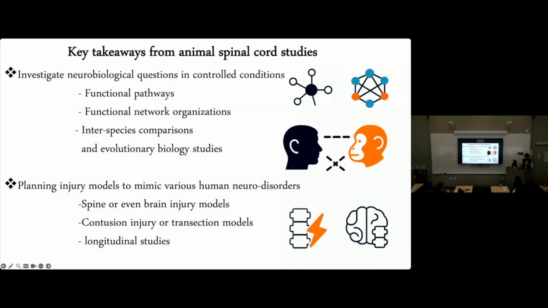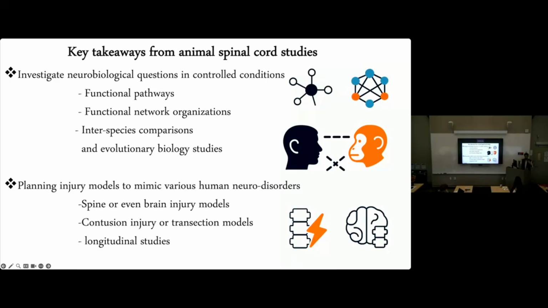So finally, I will give you a few takeaways from animal spinal cord studies. As Ken has asked, they'll give some key insights into how animal studies are different and things like that. In general, the animal studies allow you to investigate various neurobiological questions in a much more controlled fashion compared to humans, so we can look into the different functional pathways, pain pathways, and different network organizations. Also, it allows us to do interspecies comparisons and look into evolutionary biology studies.